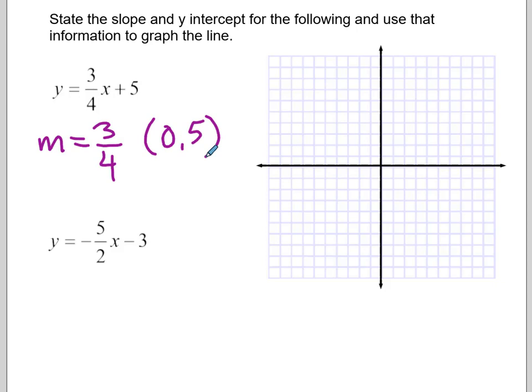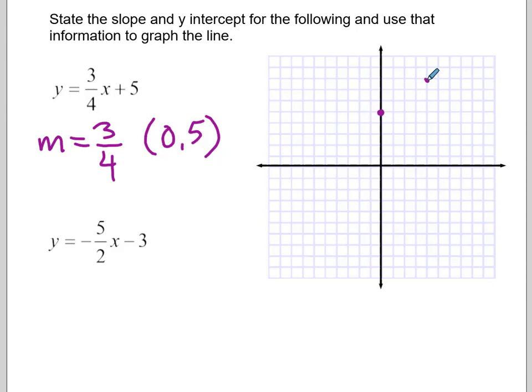Okay, and now here's how we use it to graph. So watch how easy this is. I'm going to plot (0, 5), the y-intercept, so 1, 2, 3, 4, 5. Okay, so that point I know is on this line. Now I'm going to use my slope, which is 3 over 4, so that's up 3, right 4. So I'm going to go up 3, right 4, and put a dot. Okay, I know that point is also on the line.